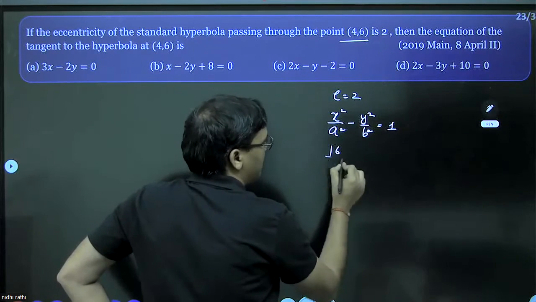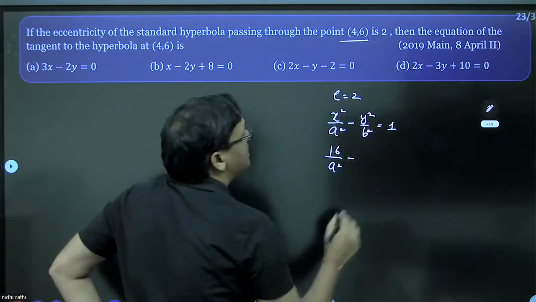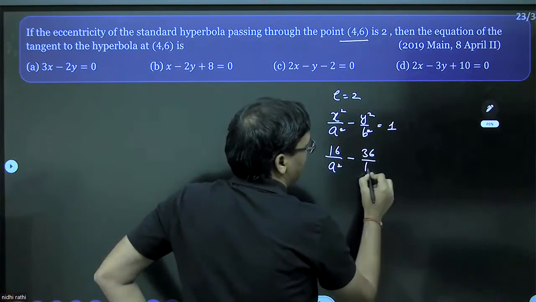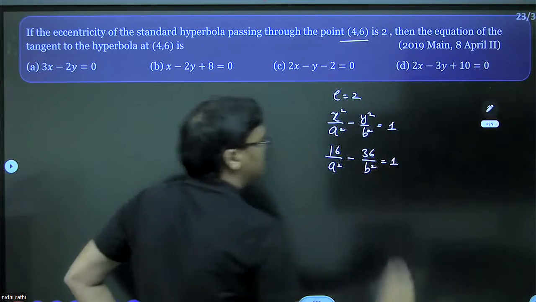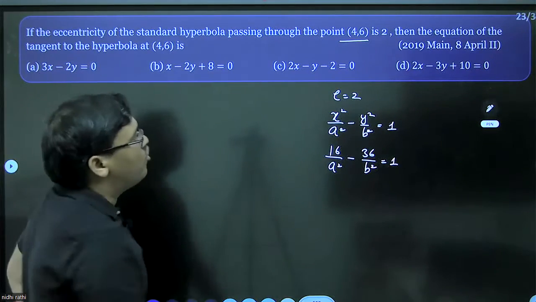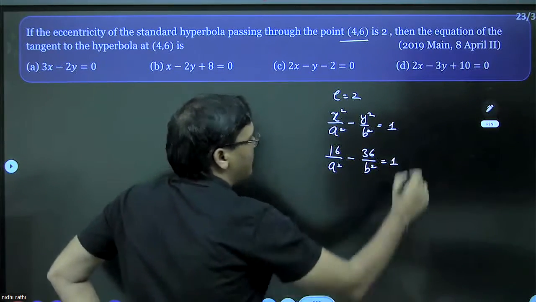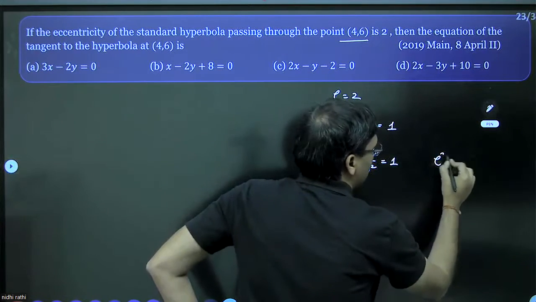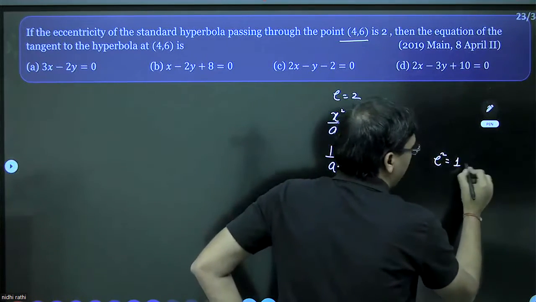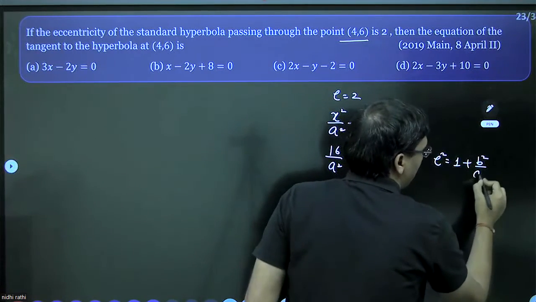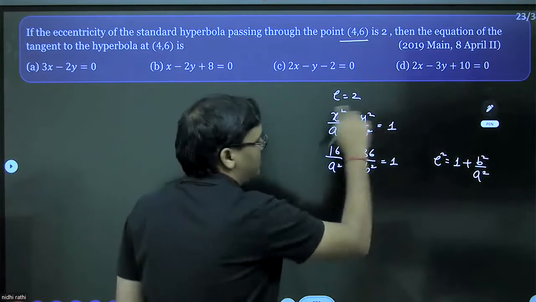16/a² − 36/b² = 1. This is the relation we can have, right? The point (4, 6) satisfies it. And we know what e² is: e² = 1 + b²/a². So you can just substitute this.